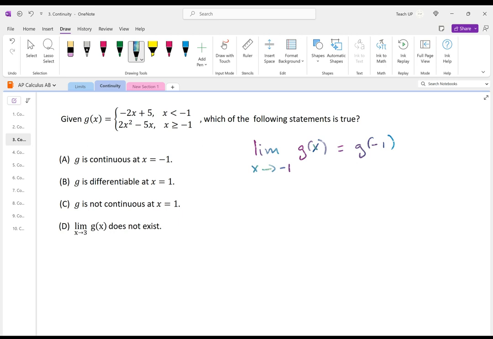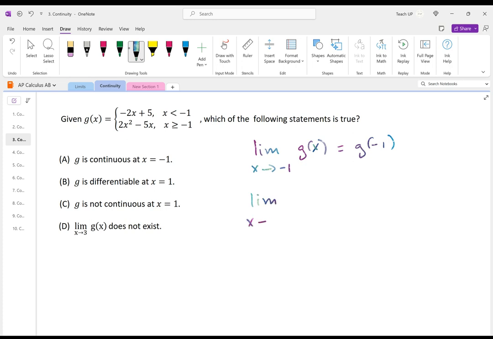And one more thing about continuity: because it's a piecewise defined function, we need to make sure that the limit of this function coming from the left-hand side is the same as the limit coming from the right-hand side, to make sure that the limit does exist. So let's take a look at that.